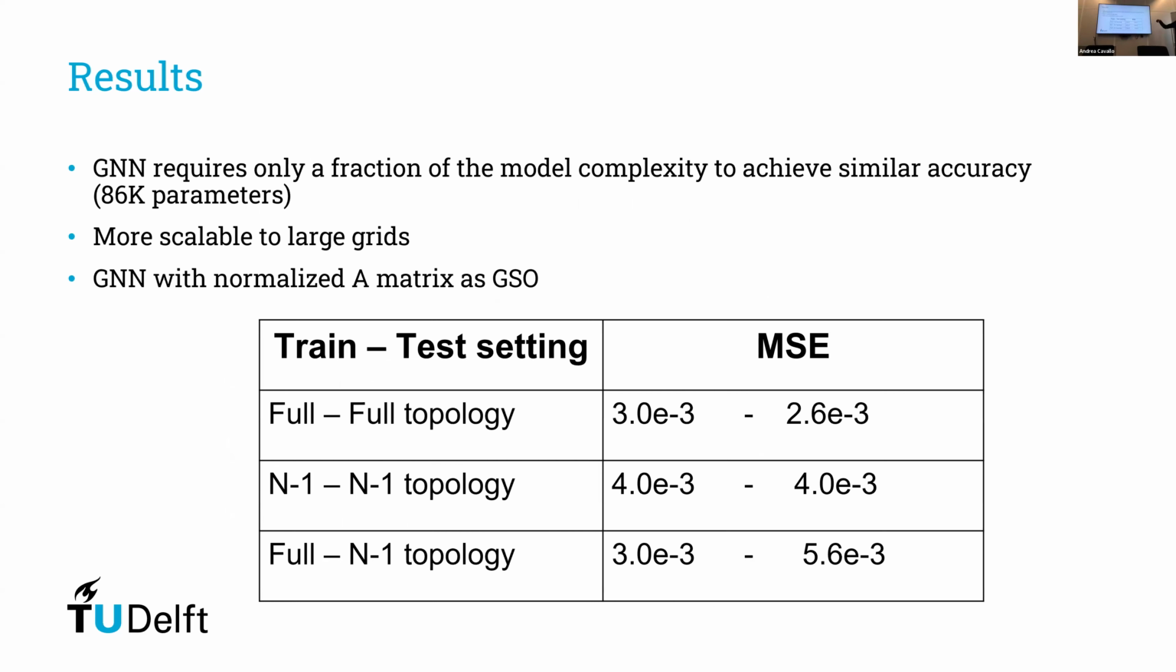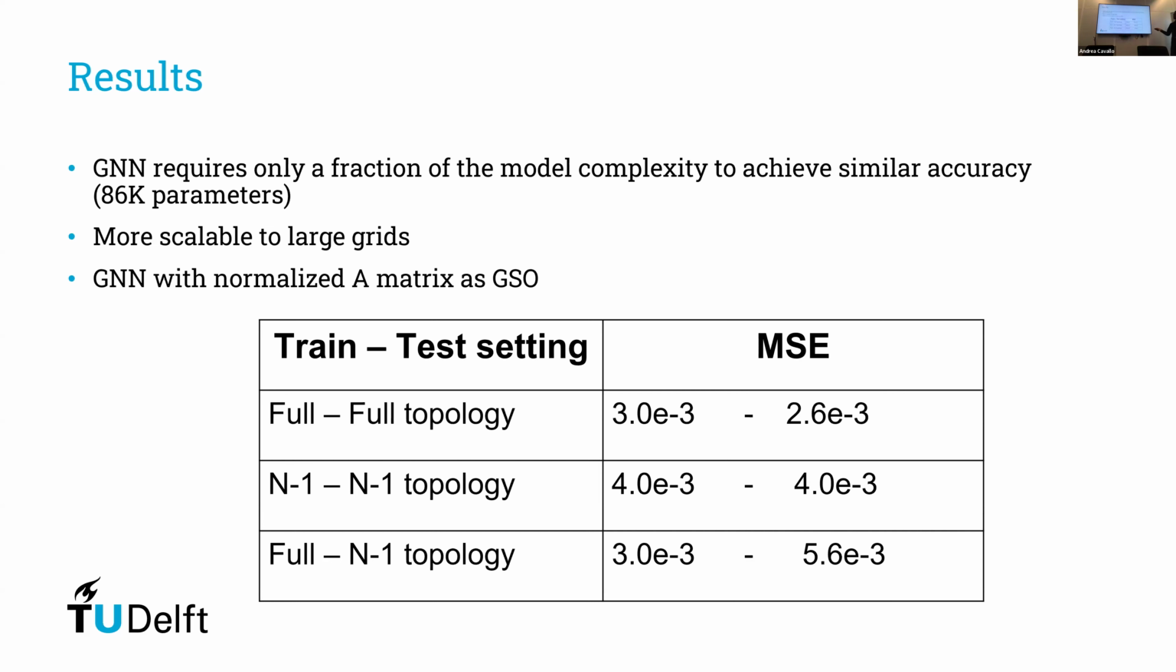In the second case, where we're using just the graph neural network with the normalized adjacency matrix, as is typically done, we can see that compared to the previous one, and there will be a final slide that shows everything in a graphical form, if you learn the GNN on the full graph and you test the network on cases with N-1 topology, there is still a significant change in the accuracy of the model.